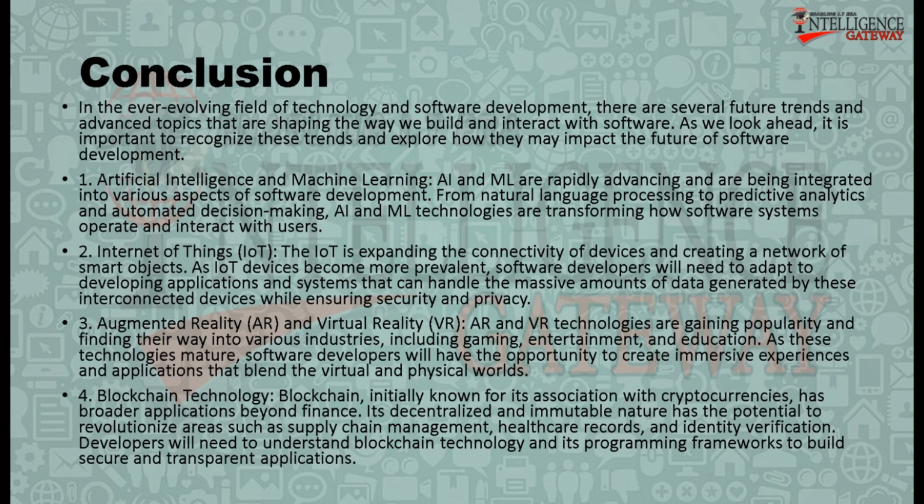Conclusion. In the ever-evolving field of technology and software development, there are several future trends and advanced topics that are shaping the way we build and interact with software. As we look ahead, it is important to recognize these trends and explore how they may impact the future of software development. 1. Artificial intelligence and machine learning. AI and ML are rapidly advancing and are being integrated into various aspects of software development. From natural language processing to predictive analytics and automated decision-making, AI and ML technologies are transforming how software systems operate and interact with users.